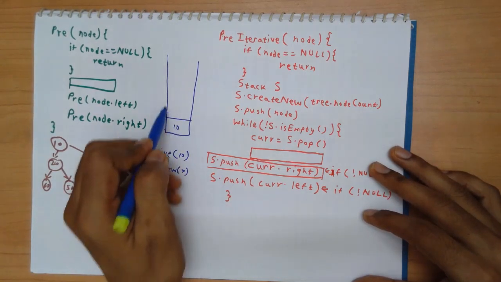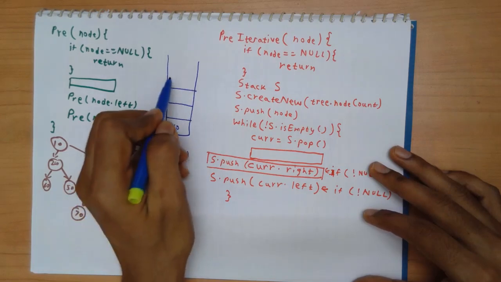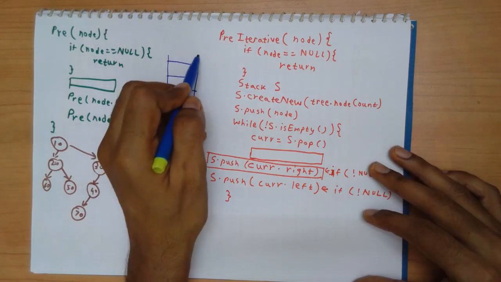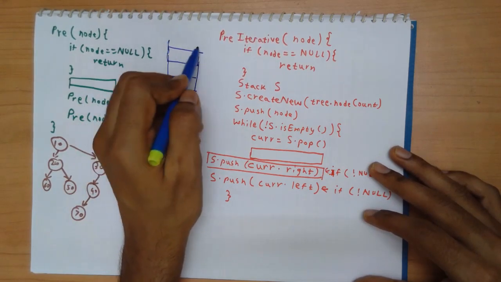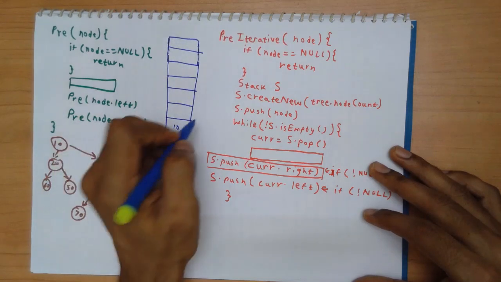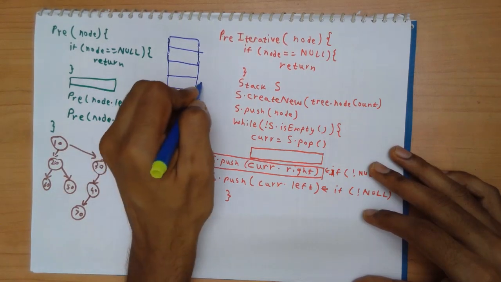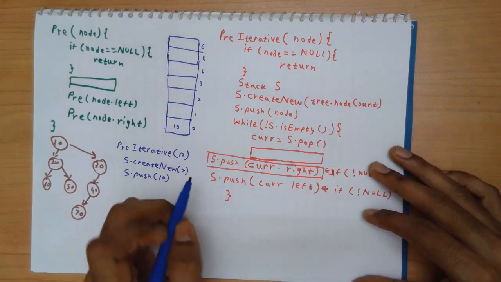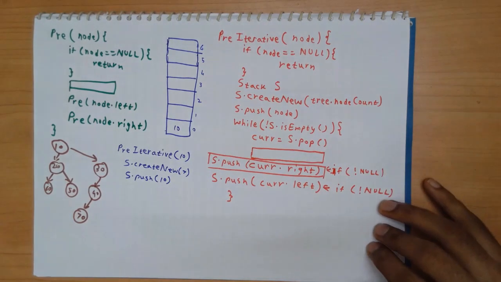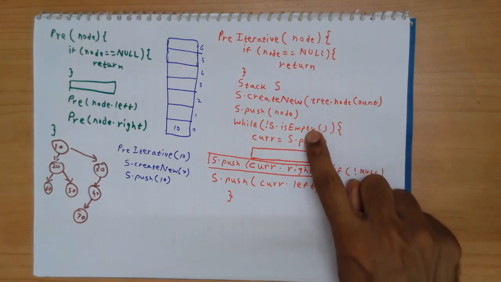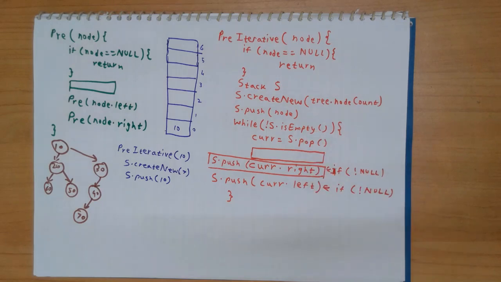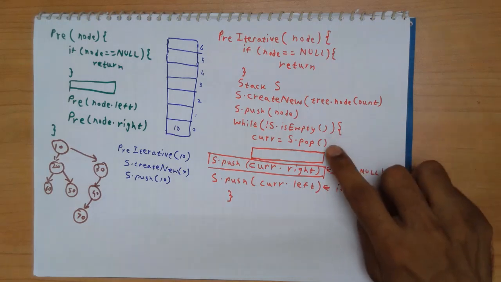So I have 1, this is 2, 3, 4, 5, 6, and then there is 7. So let's number these slots: 0, 1, 2, 3, 4, 5, and 6. So that's my stack S. And now we have pushed 10 onto it, and now we will enter this looping construct. So while our S is not empty, so currently we have pushed one element, so S is definitely not empty. So now what is going to happen is I'm going to have current equal to S dot pop.